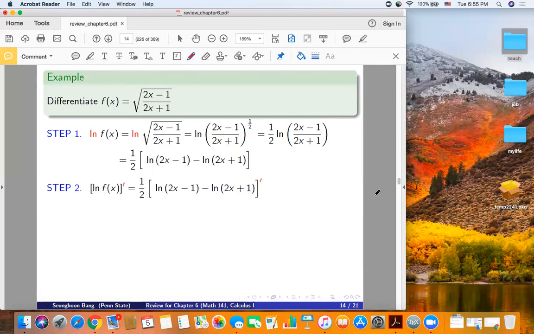Step 2, take the derivative. The derivative of ln of f of x equals 1 over 2 times the derivative of ln of 2x minus 1 minus ln of 2x plus 1.